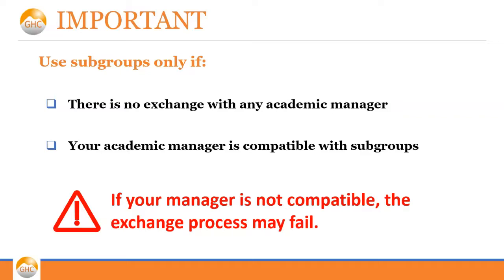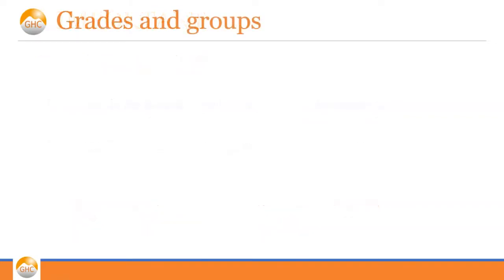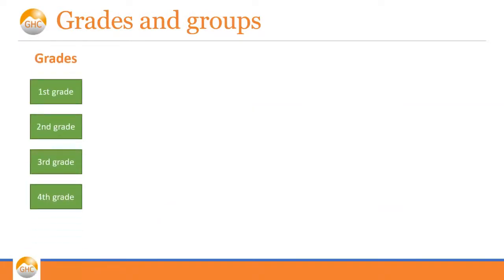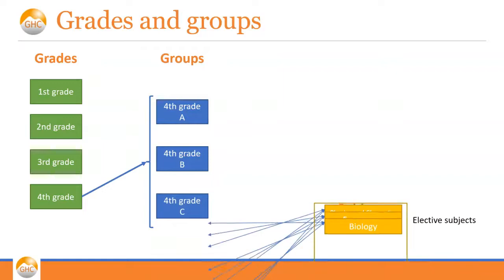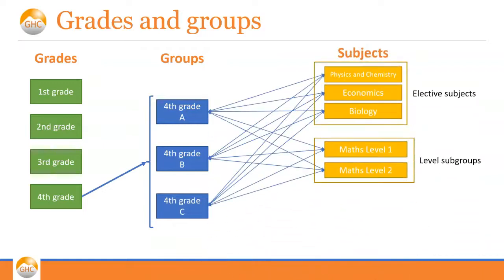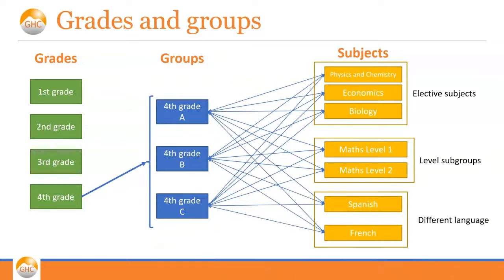If you are in doubt about whether your institution is compatible with subgroups, please contact Peñalara and we will clarify it for you. In schools, for each academic year, there may be one or more official groups or administrative groups. These groups are often divided or mixed with other groups in some subjects, either because there are elective subjects, because they want to make level subgroups, because subjects are taught in a different language, or for any other reason.